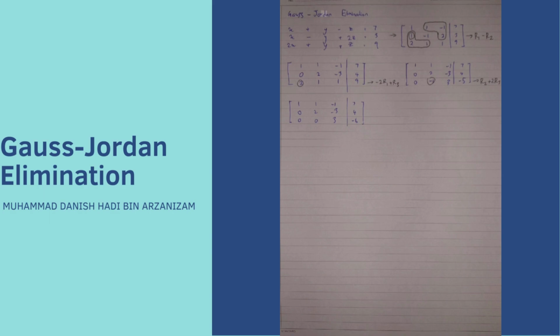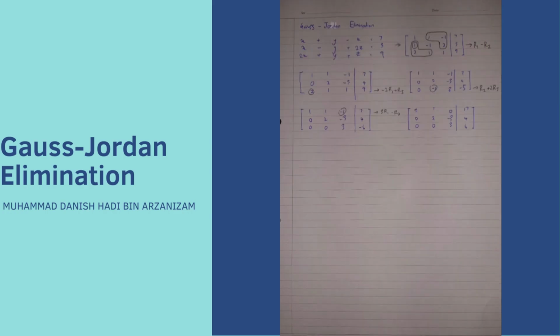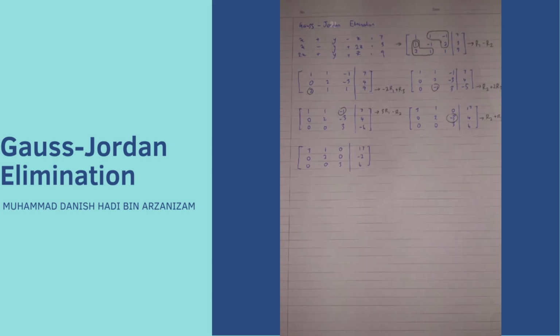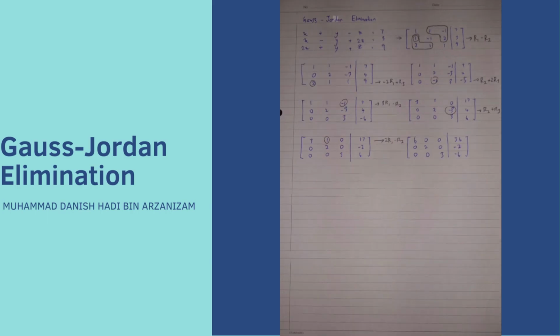Moving on to the top right corner, we will need to change the -1 value to 0 by subtracting 3R1 with R2. After that, the value of -3 here will be changed to 0 by adding R2 and R3. Then, after getting this form, we will also need to change the value 1 to 0 by subtracting 2R1 with R2. Alright, we are done with converting the values to 0.